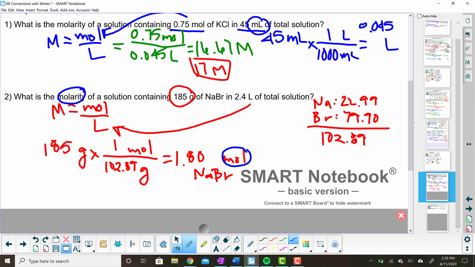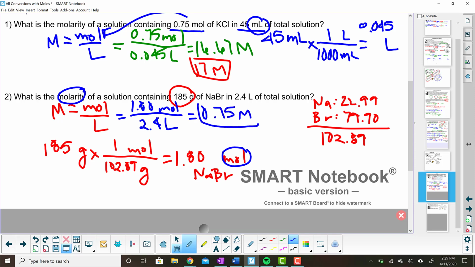So to find molarity, where's my arrow? To find the molarity, we need to take those moles that we just found, 1.80 moles, divided by the liters, 2.4 liters. That gives us a molarity of, with sig figs, 0.75 molar. That is not very strong.